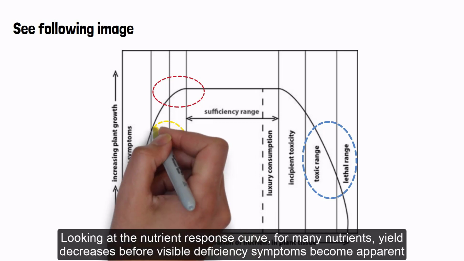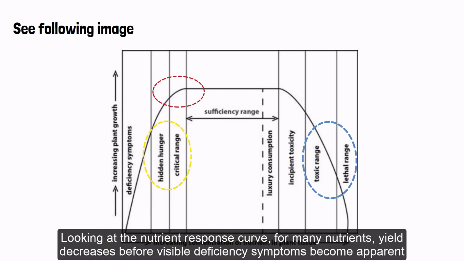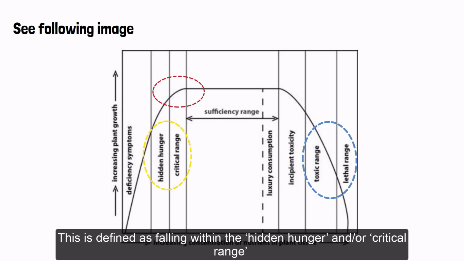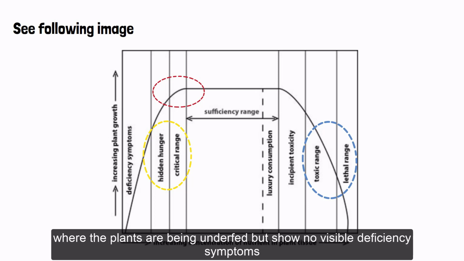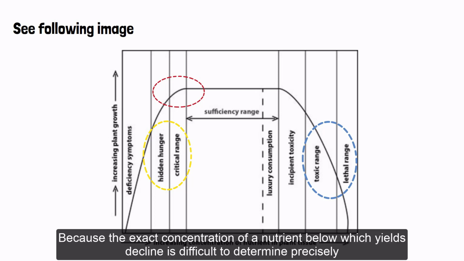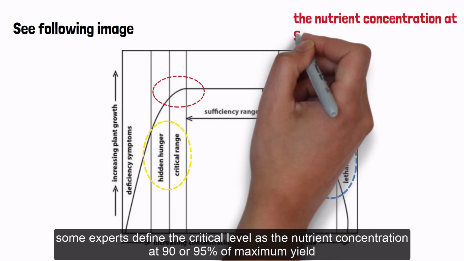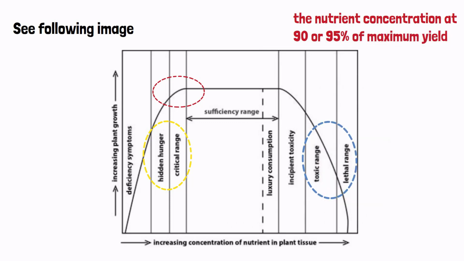Looking at the nutrient response curve, for many nutrients, yield decreases before visible deficiency symptoms become apparent. This is defined as falling within the hidden hunger and/or critical range, where the plants are being underfed but show no visible deficiency symptoms. Because the exact concentration of a nutrient below which yields decline is difficult to determine precisely, some experts define the critical level as the nutrient concentration at 90 or 95% of maximum yield.